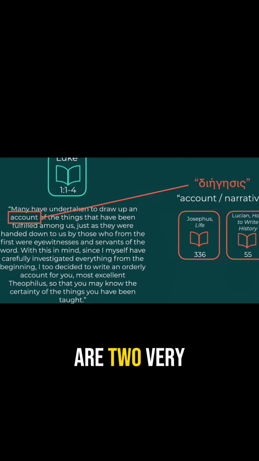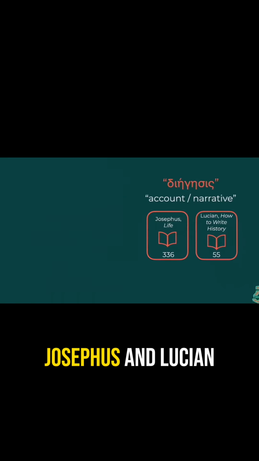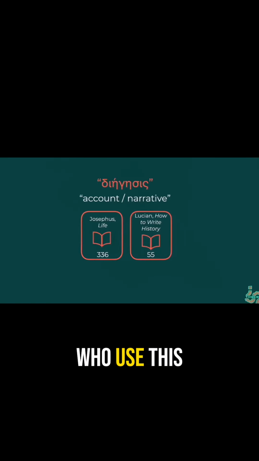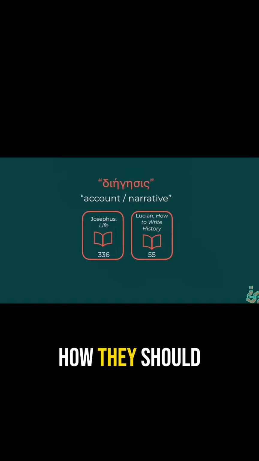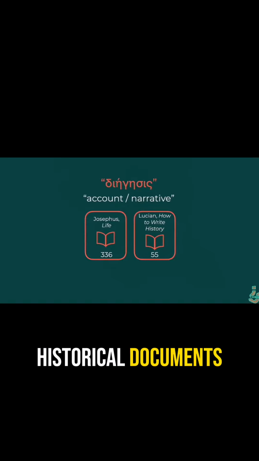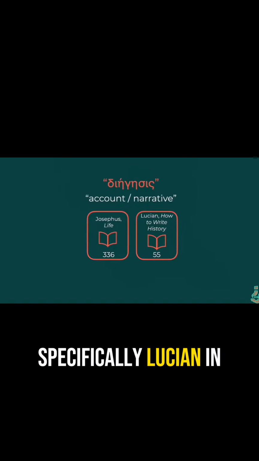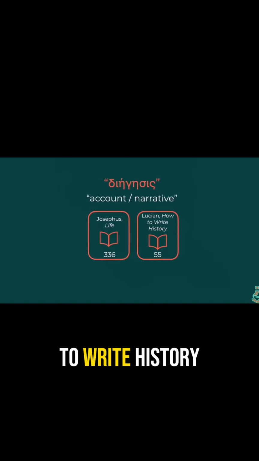In fact, there are two very important ancient historians, Josephus and Lucian, who use this word to describe how they should write proper historical documents. Specifically, Lucian in his book, How to Write History.